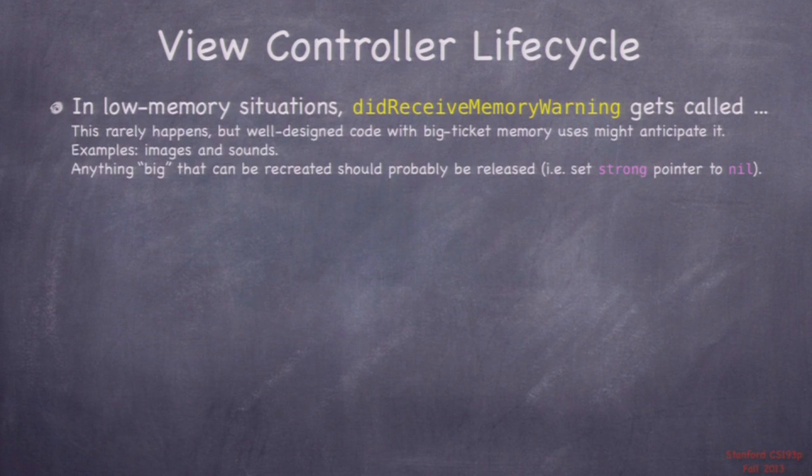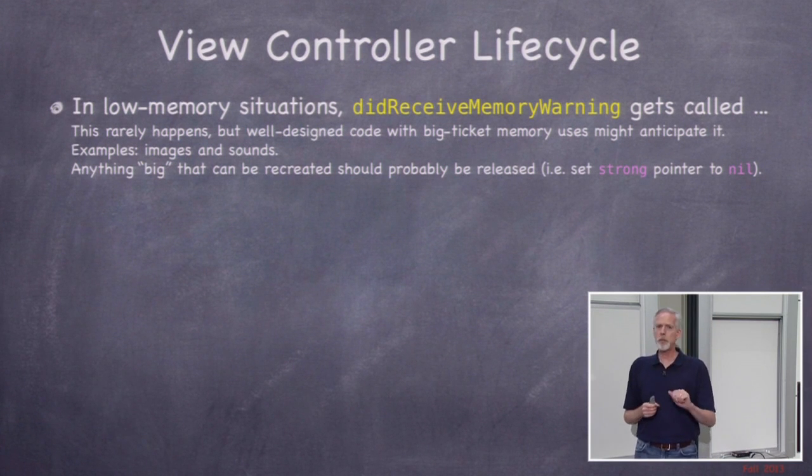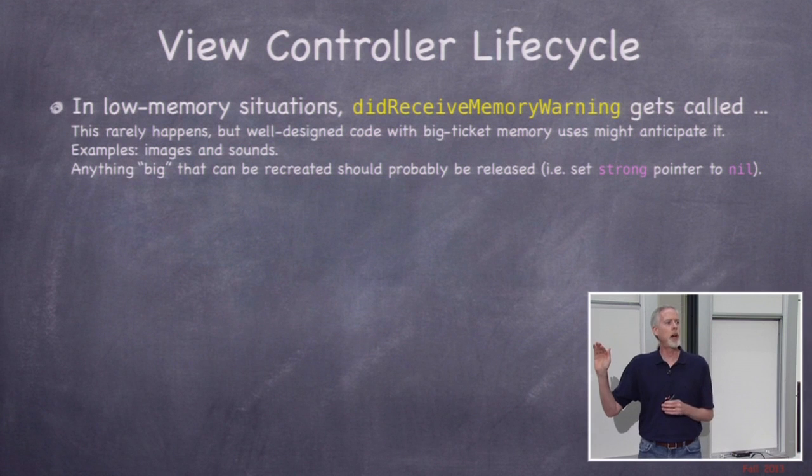In low memory situations, you're going to get this message to your view controller called didReceiveMemoryWarning. Low memory doesn't necessarily mean your app is using a lot of memory. It just might be that all apps on the phone combined are using a lot of the memory and it needs some of it back. So it might be sending this to lots of applications. It's completely up to the system to decide whether it wants to generate this warning. And your only responsibility when you get this is to try to free up memory.